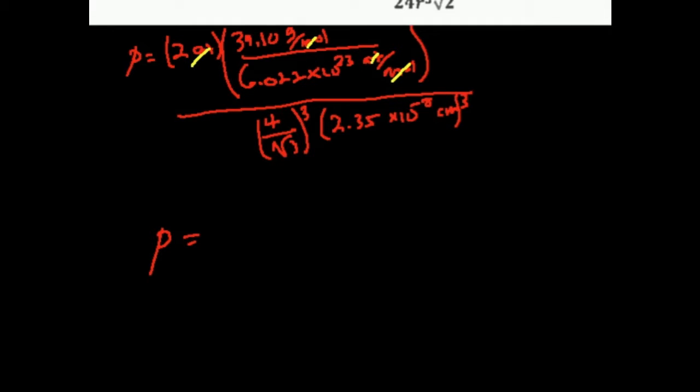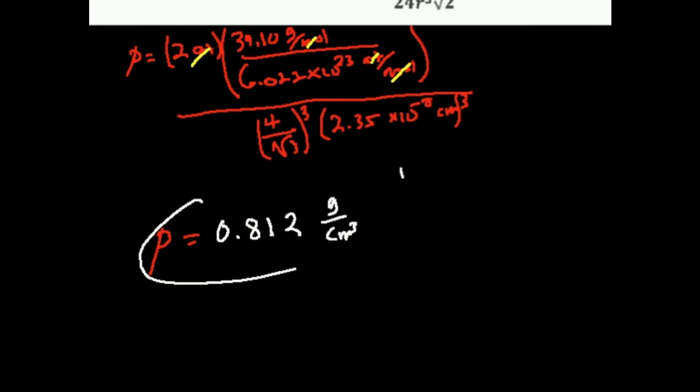So it's going to be 2 times 39.1 divided by 6.022 times 10 to the 23rd. All right. Then it's going to be divided by this quantity. It's going to be, let's do 4 divided by square root of 3. And it's really important to get the parentheses right. Take some practice. And then we're going to divide by the quantity, 2.35 times 10 to the minus 8th, and that is going to be quantity cubed. And so this has a density of 0.812 grams per cubic centimeter.